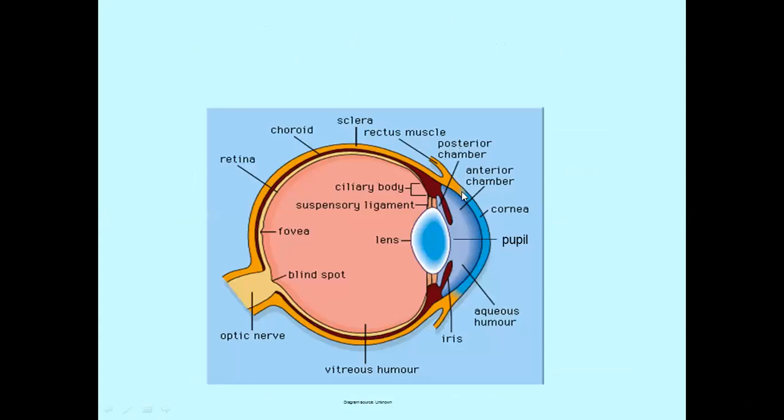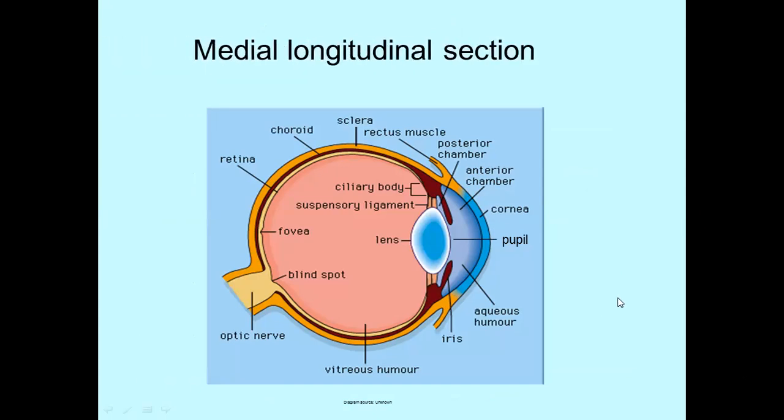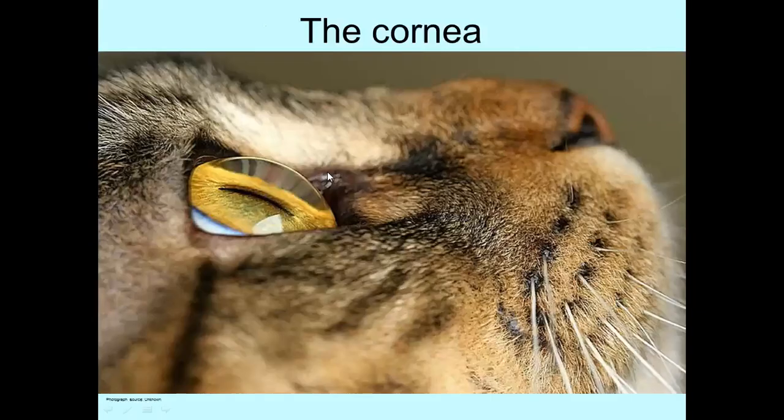So the sclera is shown as this orange part, and at the front here, the cornea is part of the sclera. It's actually thicker and so should be drawn a little bit thicker. But what is important is that it bulges outwards. Okay, so that's the cornea. This is a medial longitudinal section. And you can see beautifully here on this picture of a cat, the cornea. You can see that it is transparent and you can see that it bulges outwards.